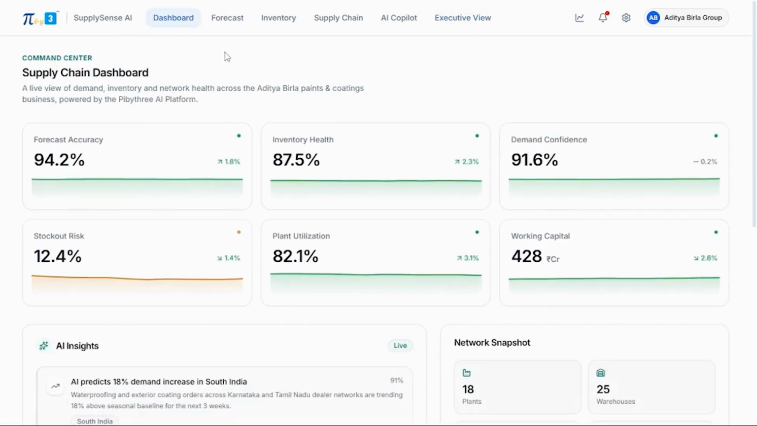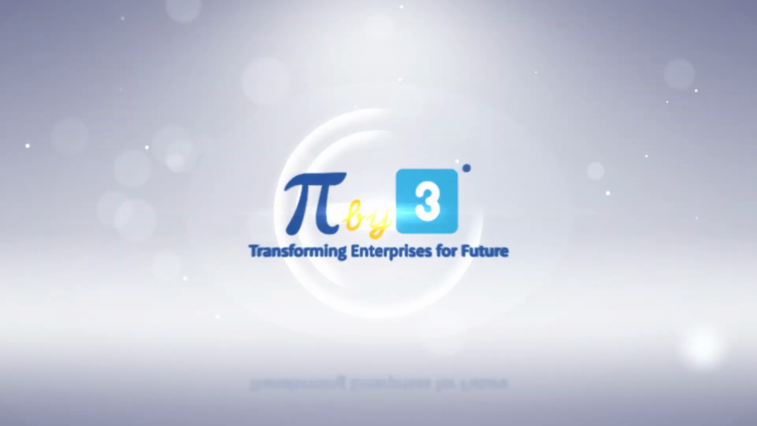To summarize, SupplySense AI transforms fragmented supply chain data into actionable business intelligence. By combining AI-driven demand forecasting, inventory optimization, executive intelligence, real-time operational visibility, and conversational AI, the platform enables organizations to make faster, more informed decisions across the entire supply chain.